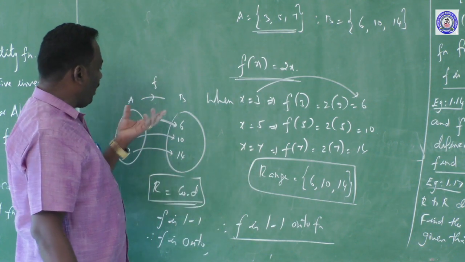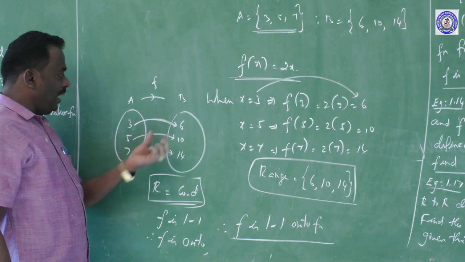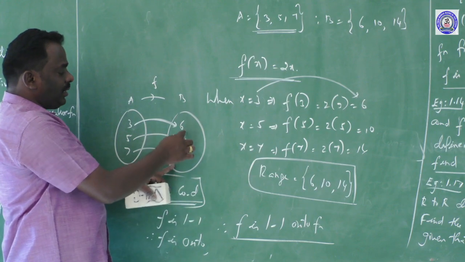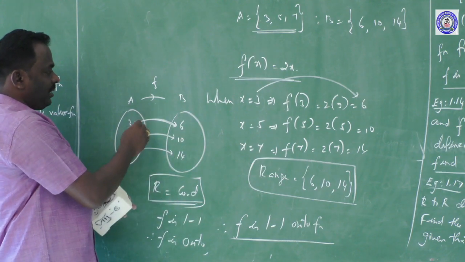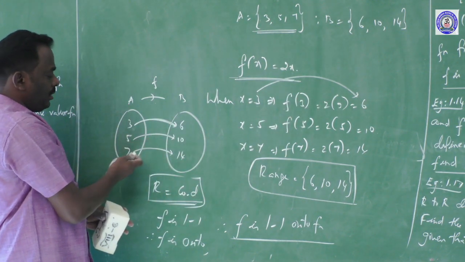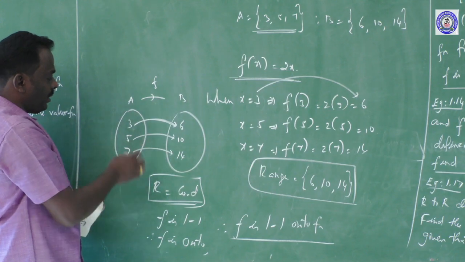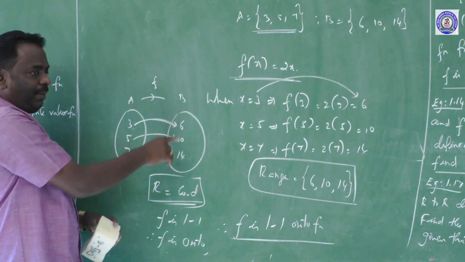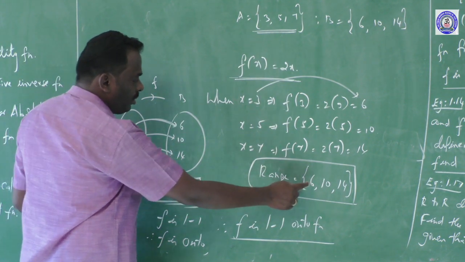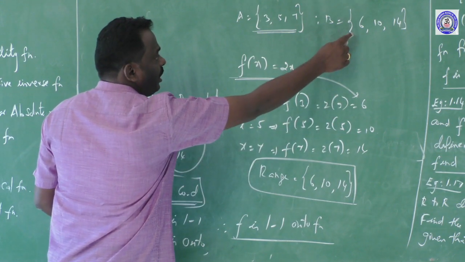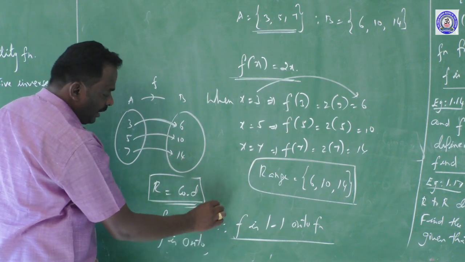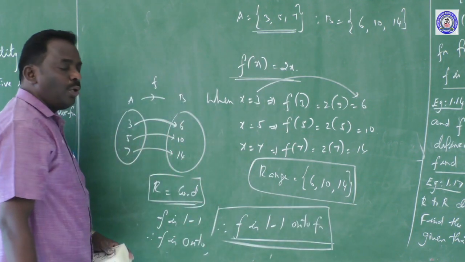Now, comparing with the pair diagram, we have the domain and the codomain. The domain elements are 3, 5, 7, and the codomain elements are 6, 10, 14. Comparing the x value to the function value, 3 goes to 6, 5 to 10, 7 to 14. Therefore this arrow diagram says different elements of the domain have different images in the codomain. It is called one-to-one, and the range is equal to the codomain. The range is 6, 10, 14 and the codomain is also 6, 10, 14. Therefore the range equals the codomain, so it is an onto function. Therefore we can see that f is a one-to-one, onto function.